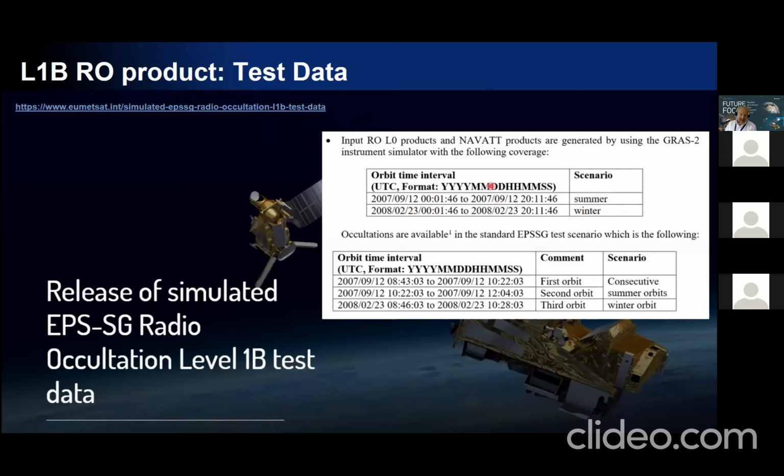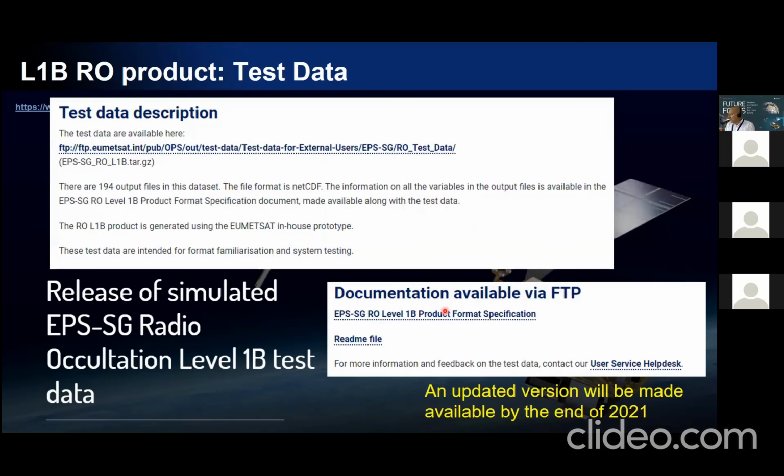In these days, we have simulated POD measurements, so GNSS observables for the POD, but we have also 2 orbits for the summer scenario and 1 orbit for the winter scenario, which contain also simulated radio occultation measurements. So we have more or less 200 occultations in the summer and 100 occultations in the winter. We are providing level 0 data and level 1B data, which are processed by our in-house prototype.